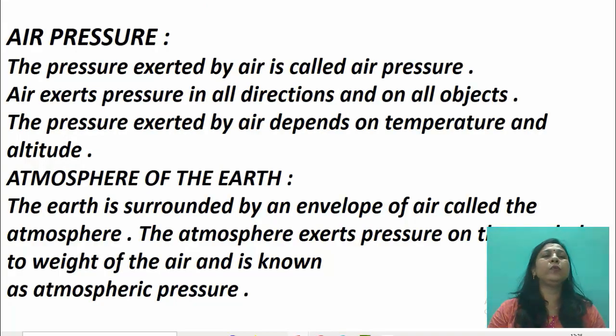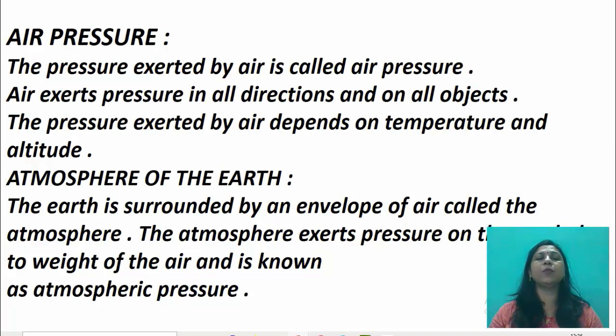First of all, coming to air pressure. But before air pressure, what is air? Air is actually a mixture of gases, and the pressure which is exerted by air is called air pressure. This air exerts pressure in all directions and on all objects. And this pressure exerted by air depends on two factors. These are the temperature and the altitude. Temperature is the degree of hotness or coldness, and altitude is the height above the sea level.